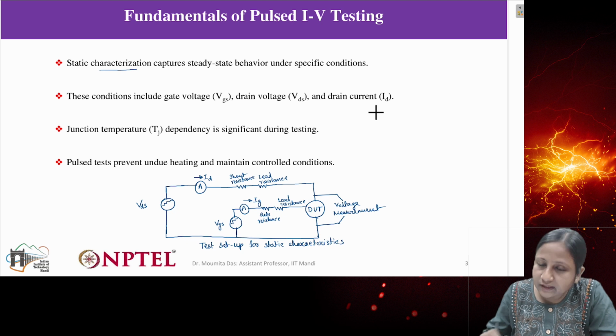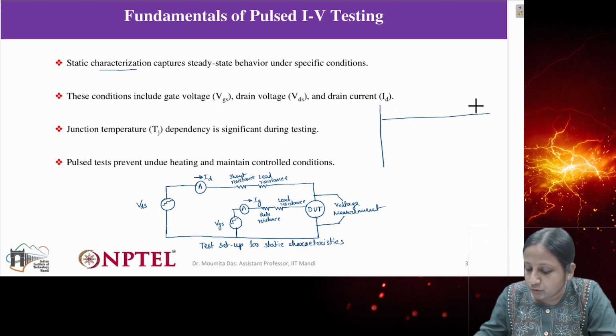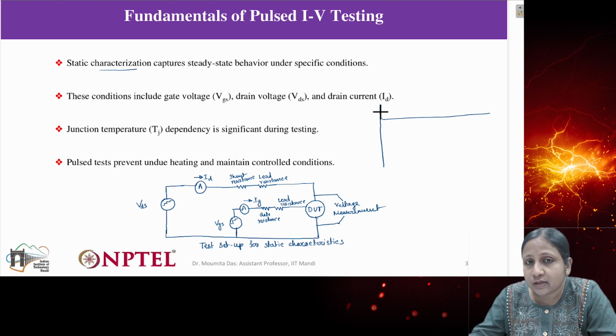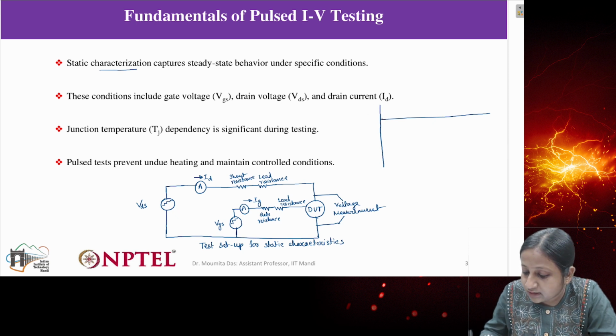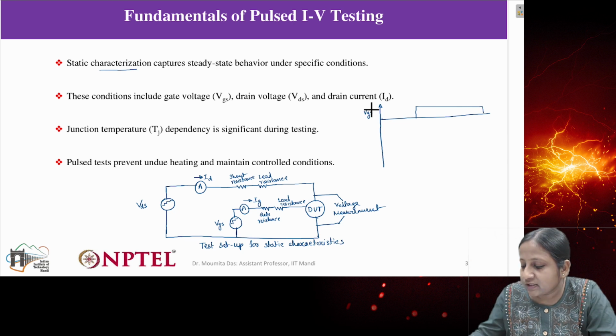Now this pulse signal should be such that this is the test setup. So the pulse signal should look like this, with the gate to source voltage provided. I am just showing you one signal, but there can be multiple signals provided at multiple voltage levels. To give you an example, let's say this is the gate to source voltage we are providing, which has a pulse width like this.